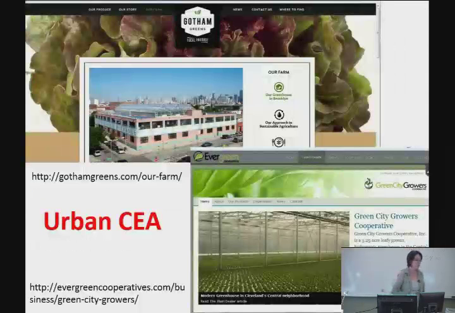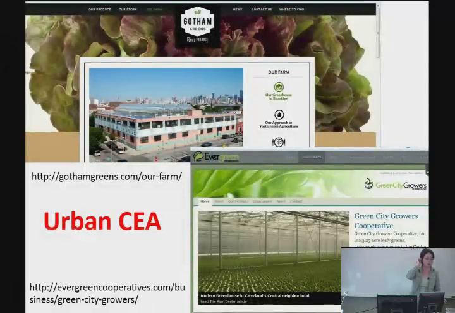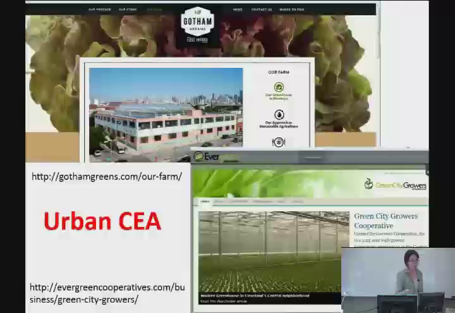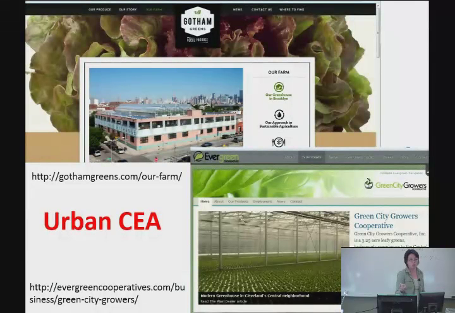Urban CEA is also increasing rapidly in the US and other countries. These are the US companies. Top one is the rooftop greenhouse in New York City. They recently announced that they are building another facility in Chicago, downtown Chicago area. So they are very successful.